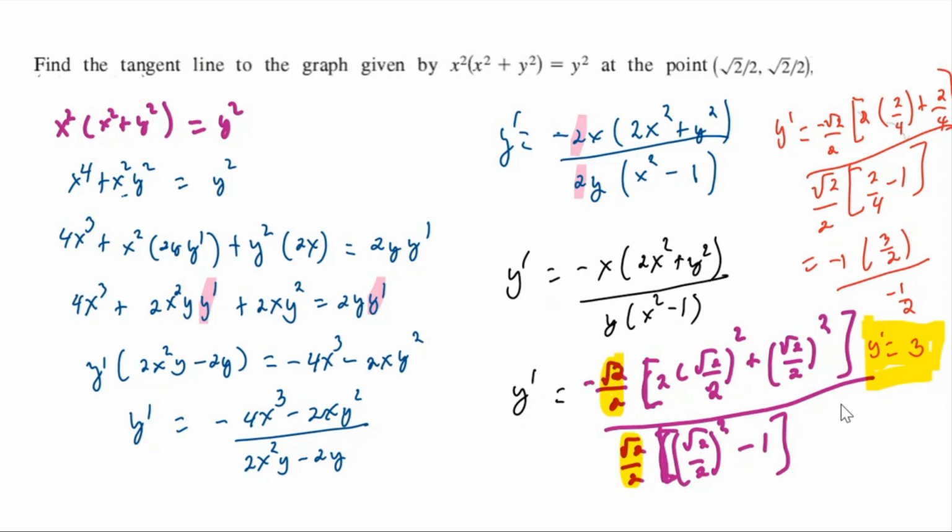Okay, so it's not yet the final answer. It is the slope of the line. So therefore, our slope y prime is equal to 3, or we could say m is equal to 3. Now, we know that the given point is square root of 2 over 2, comma, square root of 2 over 2. That is the given point. Now, to write the equation of the tangent line, we have y minus y1 is equal to m times x minus x sub 1.